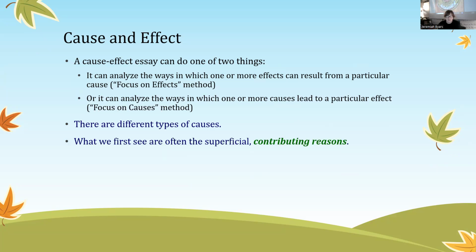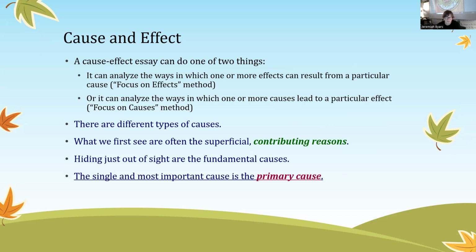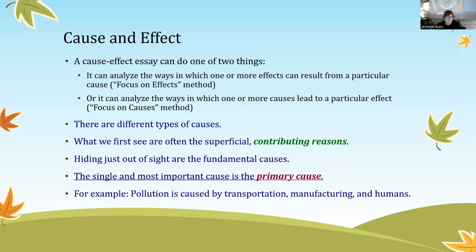There are different types of causes. What we first see are often the superficial contributing reasons, but hiding just out of sight are the fundamental causes. These should be much deeper analysis. It's not just the obvious cause. Obvious causes are not intelligent discussions. And then we have things like the primary cause. For example, pollution is caused by transportation, manufacturing, and humans.